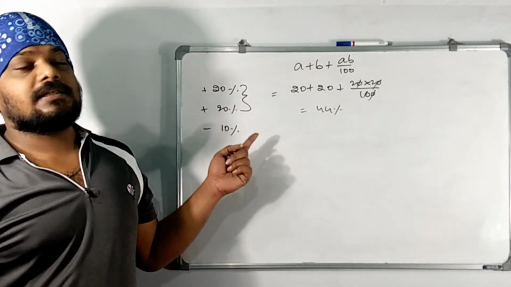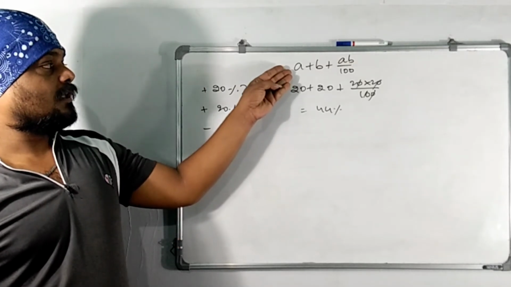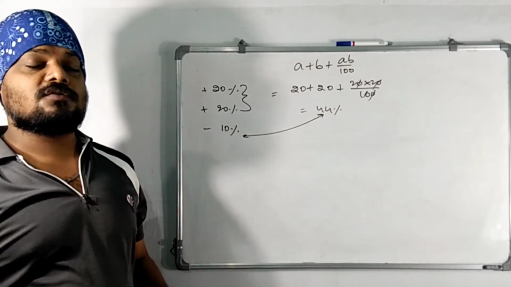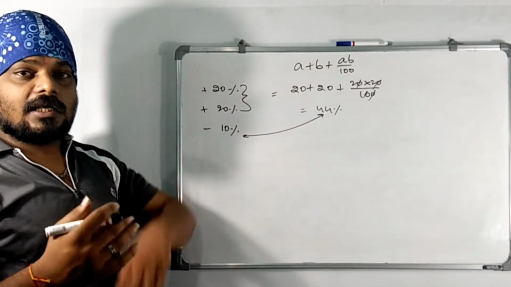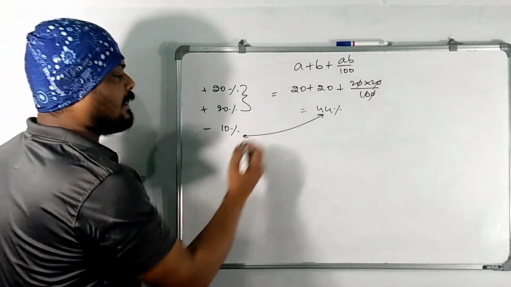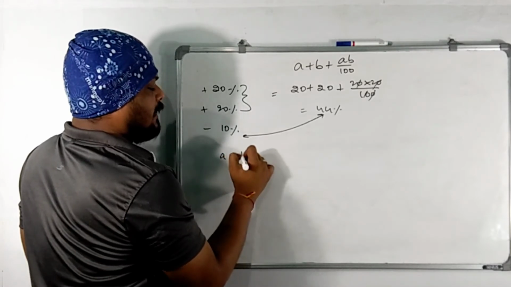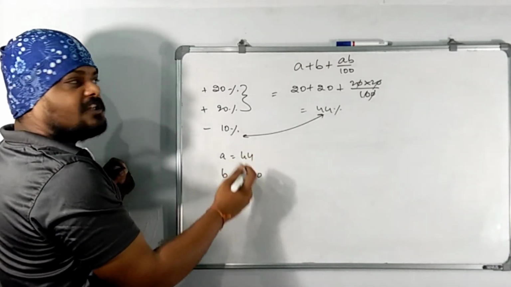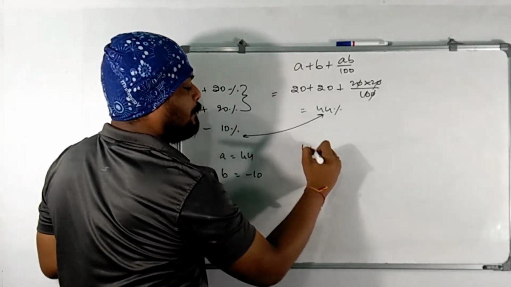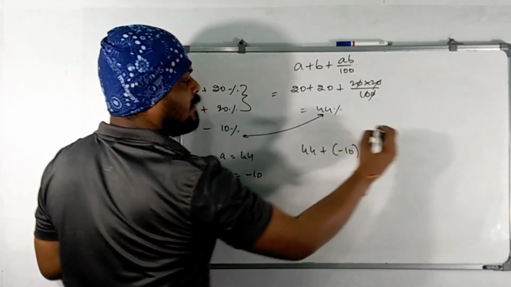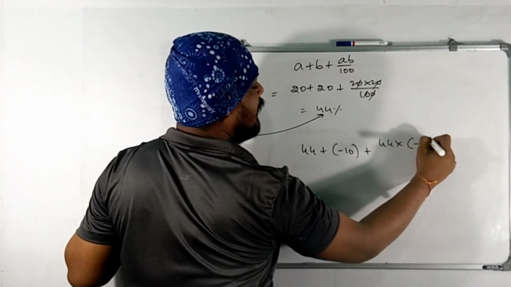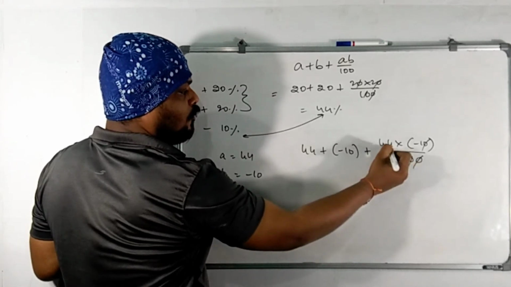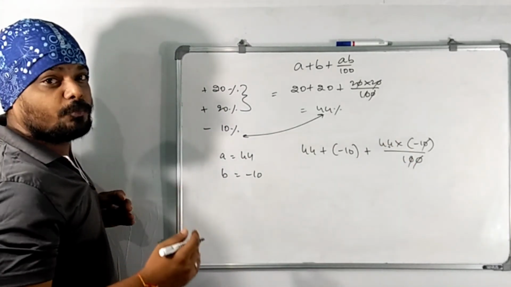But it is not the exact value. Again, what you have to do is take the formula for these two values, and later you have to calculate again for the exact increase value. So I am assuming a as 44 and b as minus 10 here. So I am putting these values in the formula. So a plus b plus ab upon 100. a is 44 into b is minus 10 upon 100 again. The zeros get cancelled, and it will be 4.4.